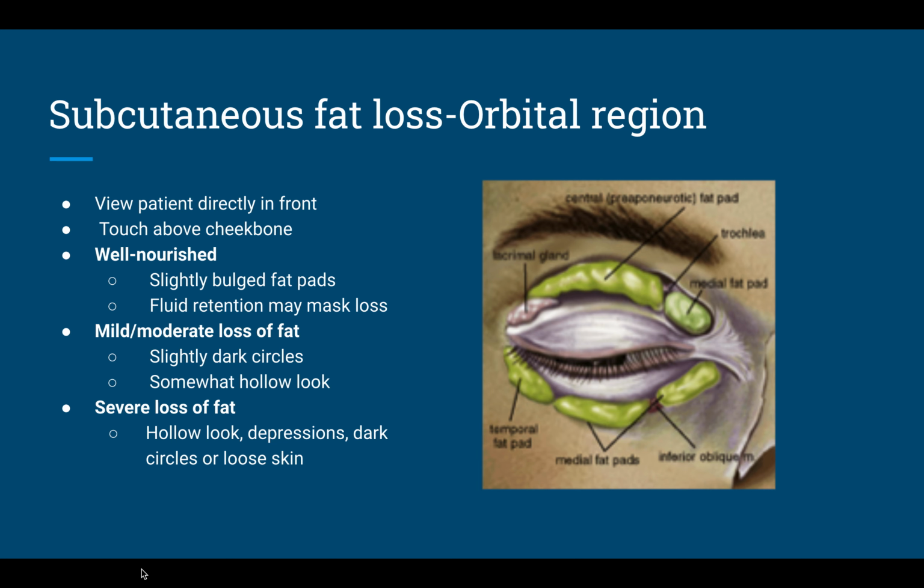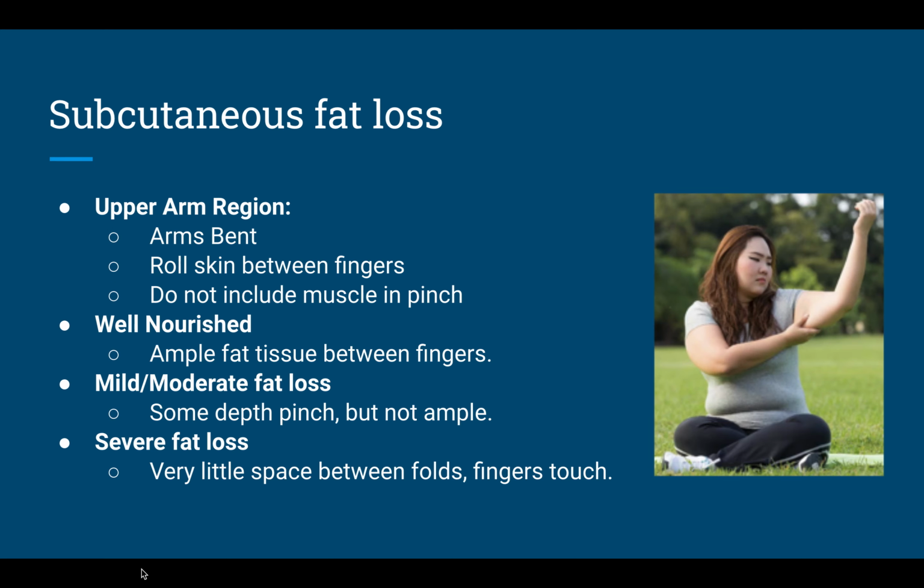And granted, as we age, we lose some of that fat padding. So you're going to see that older adults have slightly sunken eyes, but typically you can tell whether it's just age or malnutrition as well. In a well-nourished person, you're going to see that fat pad. In mild to moderate malnutrition or fat loss, you're going to see slightly dark circles and a somewhat hollow look. And with severe malnutrition, you're going to see a really hollow look. It's going to be a depression around the eye, and you're going to see dark circles or loose skin around the eye.